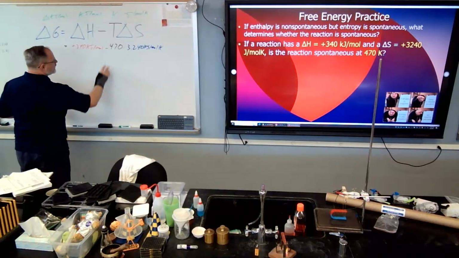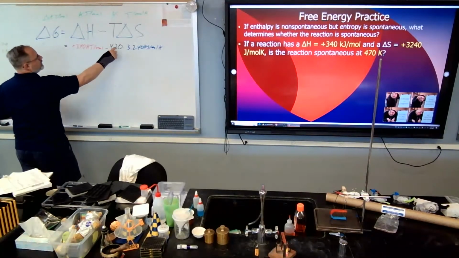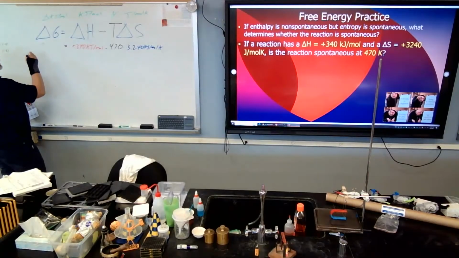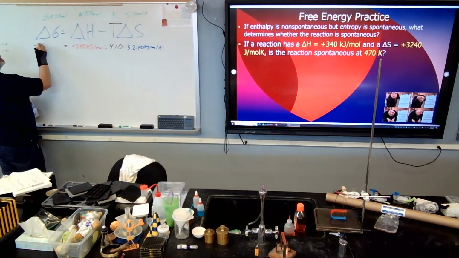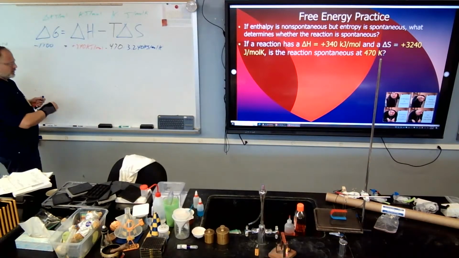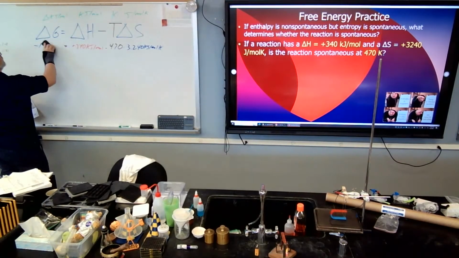So watch out for your signs here. Make sure you're putting this in parentheses if your calculator doesn't do it for you. Negative 1,100? What was that you said, 1,082? 1,182. Okay.